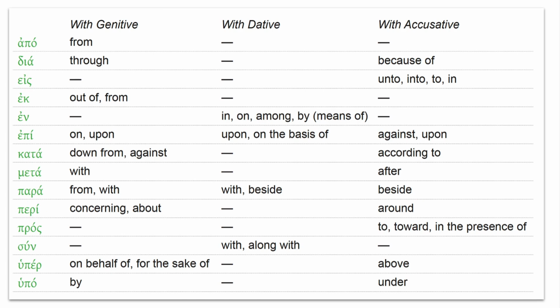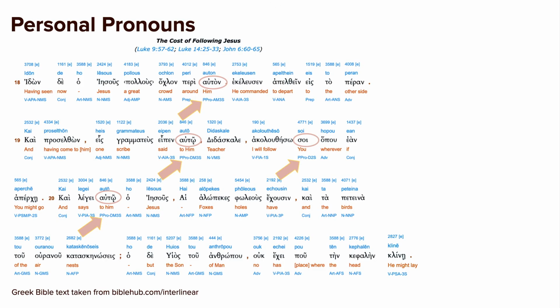All right, let's go ahead and move on. Next, let's talk about the personal pronouns. We have Jesus saw a great crowd around him, περὶ αὐτόν. So this is the personal pronoun that's accusative, masculine, third person singular. So the nominative is αὐτός, and then it's αὐτοῦ, αὐτῷ, and αὐτόν.